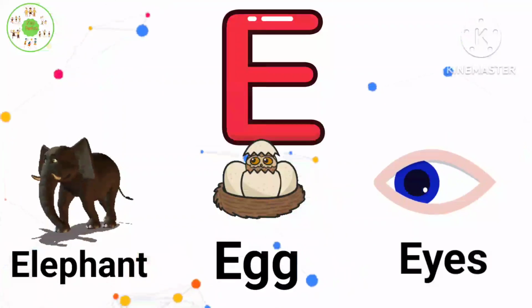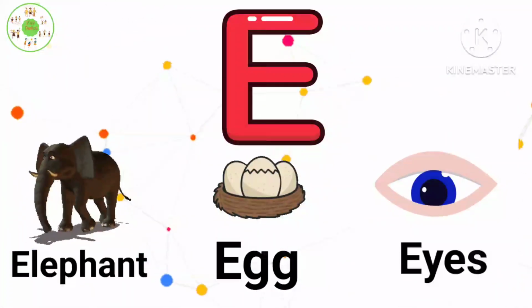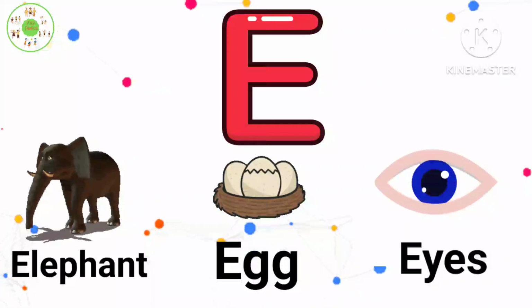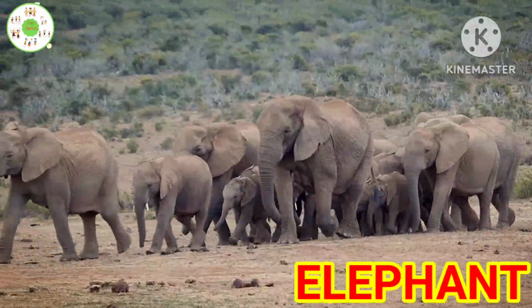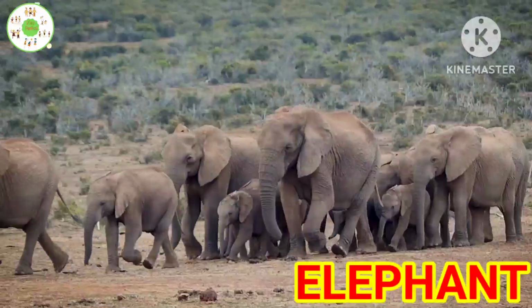E for elephant. E for egg. E for eyes. Elephant.